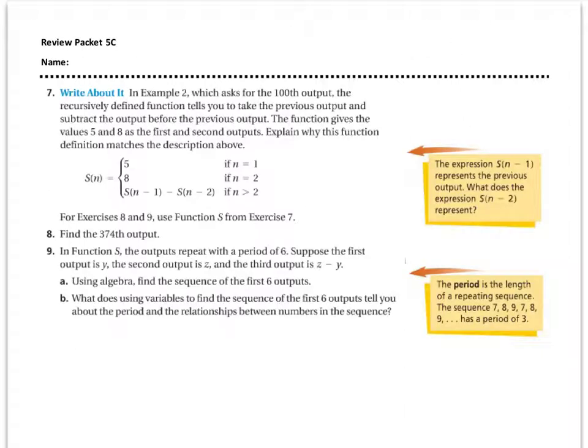All right, the last problem, I hope. Number 7, write about it. In example 2, which asks for the 100th output, the recursively defined function tells you to take the previous output and subtract the output before the previous output. So this example 2 means lesson 5.12, right? We did that in class. The function gives the values 5 and 8 as the first and the second output.